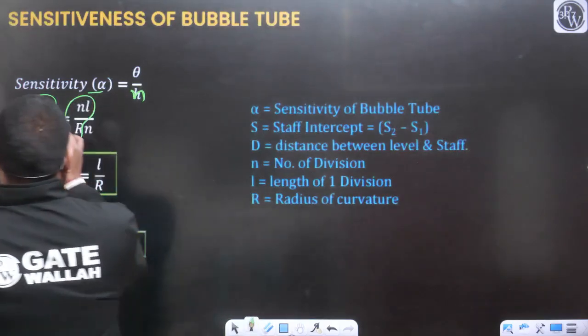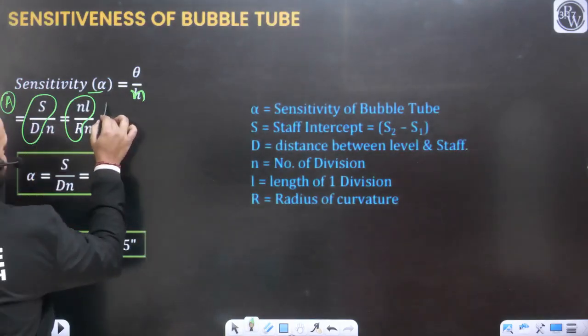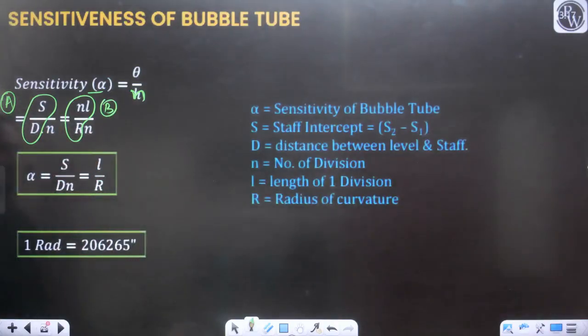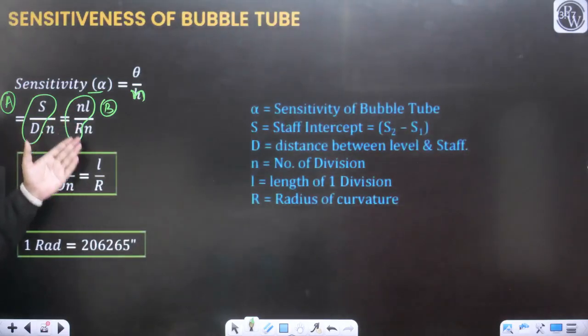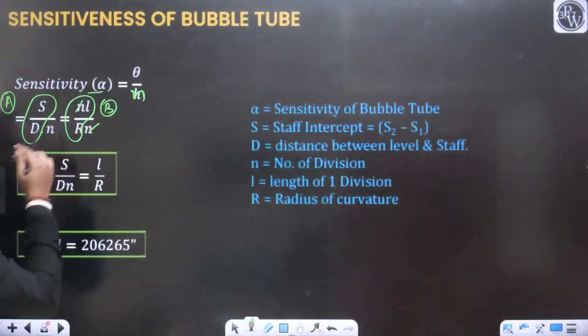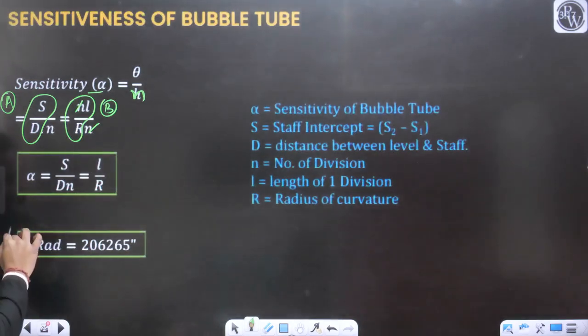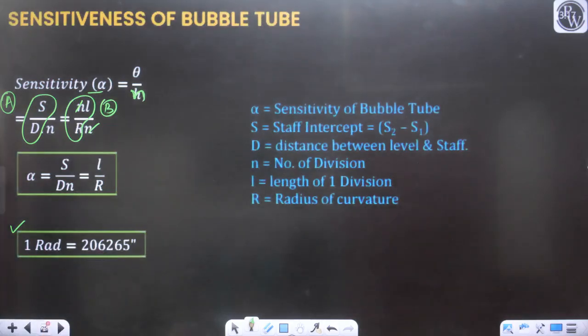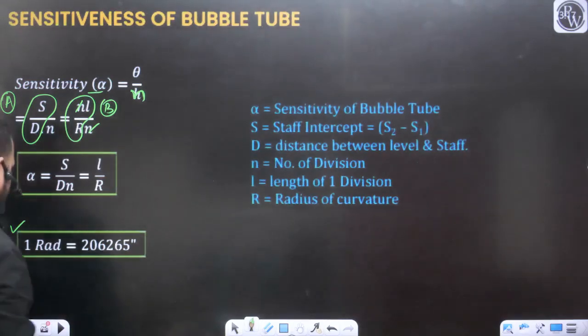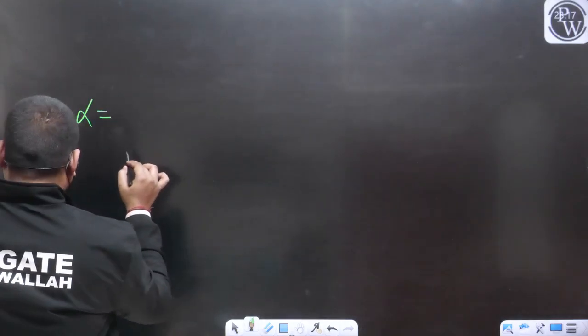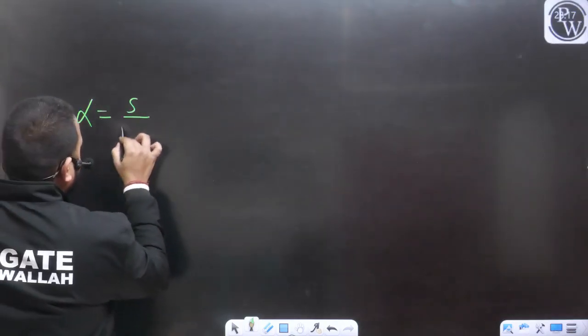So from equation A, I have used the value of theta, and from equation B, I have used the value of theta. So can I say we are getting two expressions for alpha: S by ND is equal to L by R, because this N and this N are going to get cancelled. And we know 1 radian is equal to 206,265 seconds.